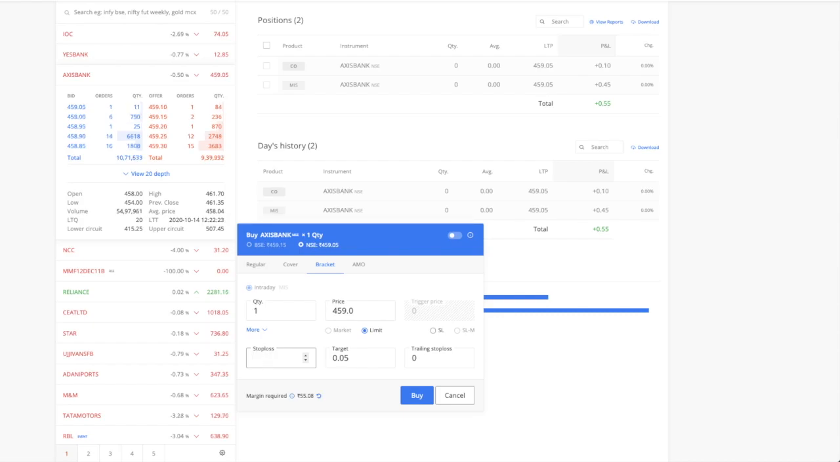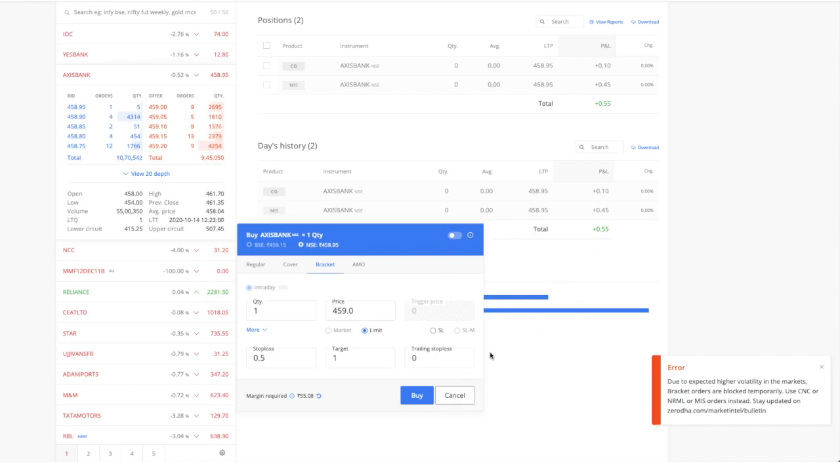So let's say that I want to keep a stop loss of 1 rupee and a target of 2 rupees. So I could do this. Meaning, if the price is below 459, I'll be entering the trade with my stop loss at 1 rupee, right? Stop loss will be at 458, target will be at 461. If I want to keep target 1 rupee, stop loss 50 paise, that can also be done. You can click on buy. So automatically, this order will get passed through.